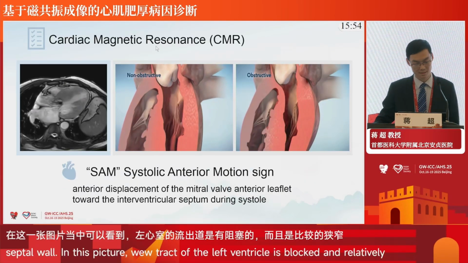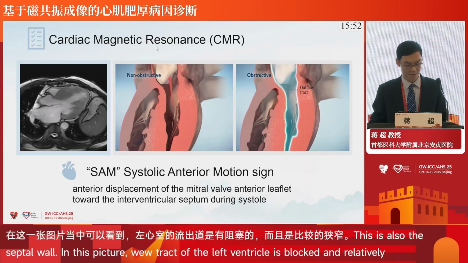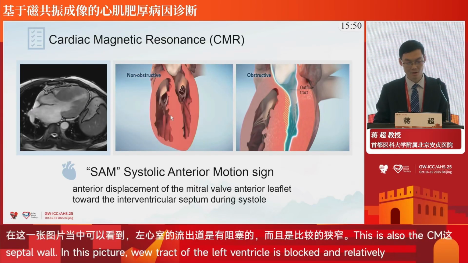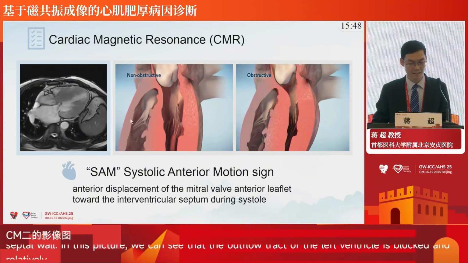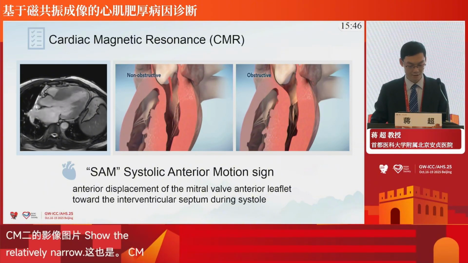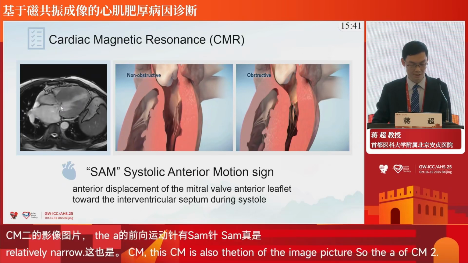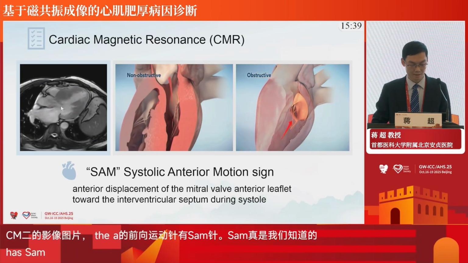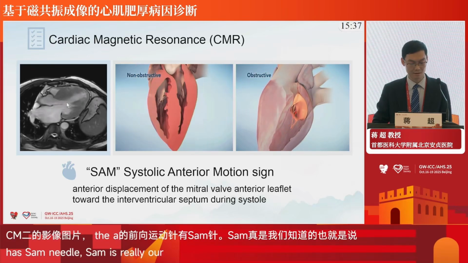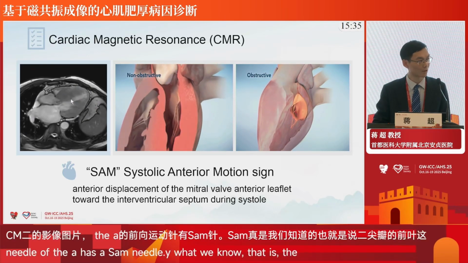This is also CMR imaging. We can see the systolic anterior motion sign here. The systolic anterior motion sign is the anterior displacement of the mitral valve, which moves toward the septum during systole.